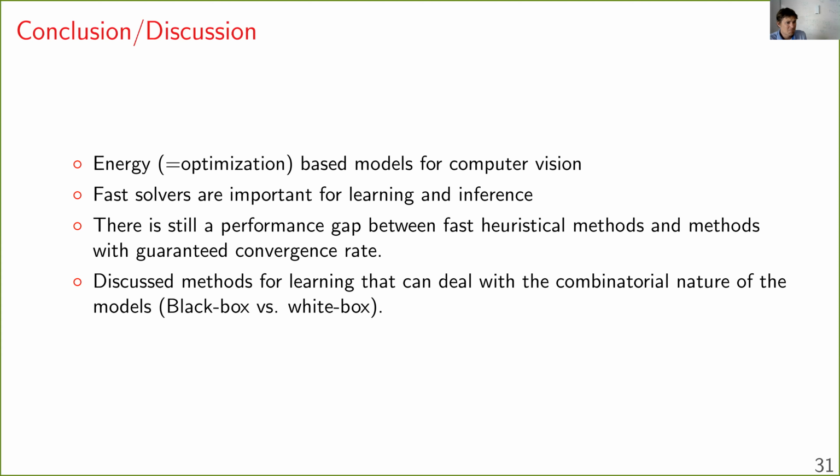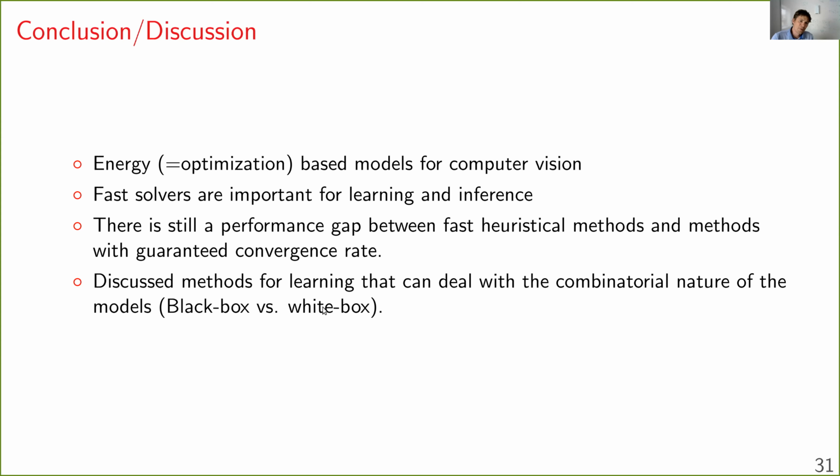And I've noted there's still a remarkable performance gap between fast heuristic methods, such as belief propagation or the dual minorize-maximize method, and methods with guaranteed convergence rate. The saddle point formulation I was talking about is guaranteed to find a solution of the relaxed problem, and it comes with a guaranteed convergence rate, but in practice it's, I would say, one order of magnitude slower compared to the heuristic methods.